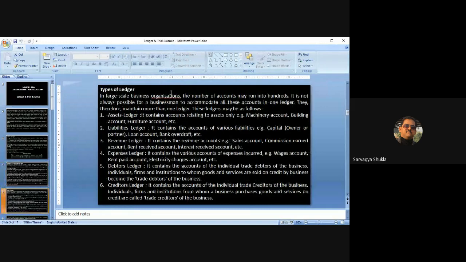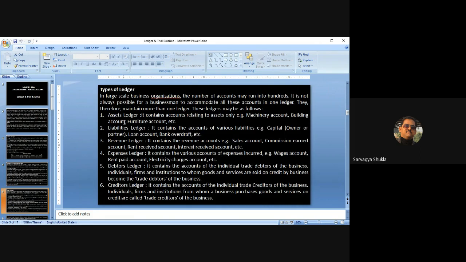Types of ledgers. In large scale business organizations, the number of accounts may run into hundreds. It is not always possible for a businessman to accommodate all these accounts in one ledger. They therefore maintain more than one ledger. These ledgers may be classified as follows.